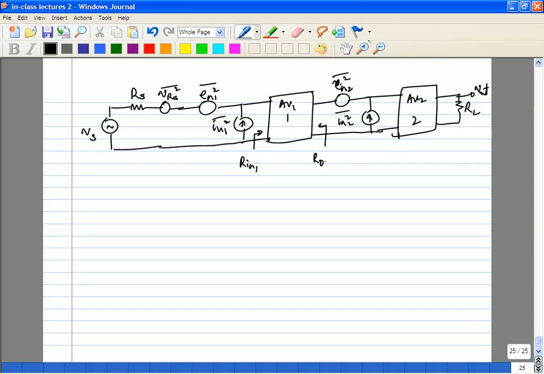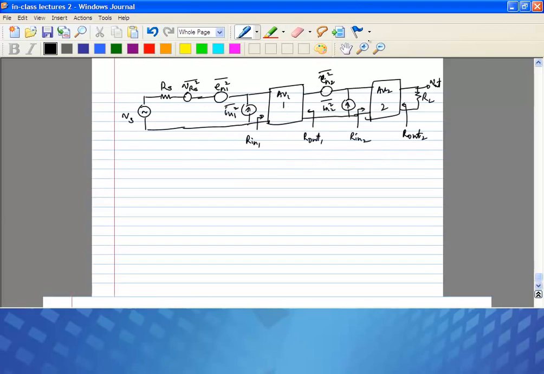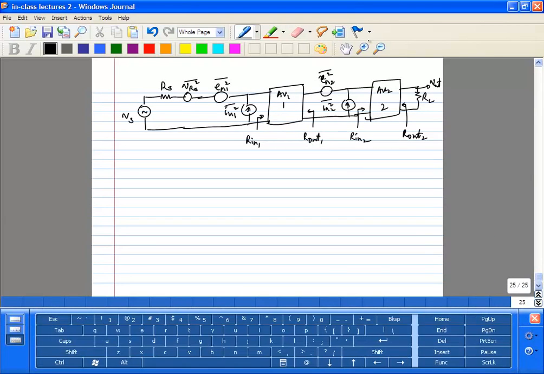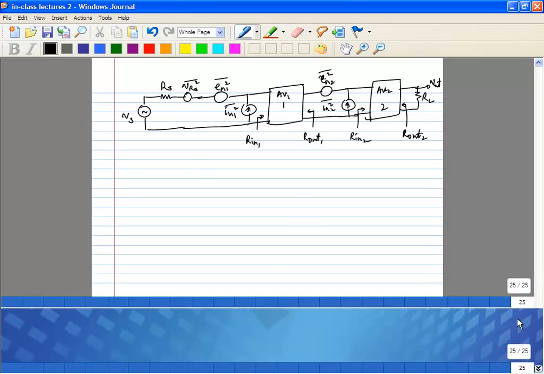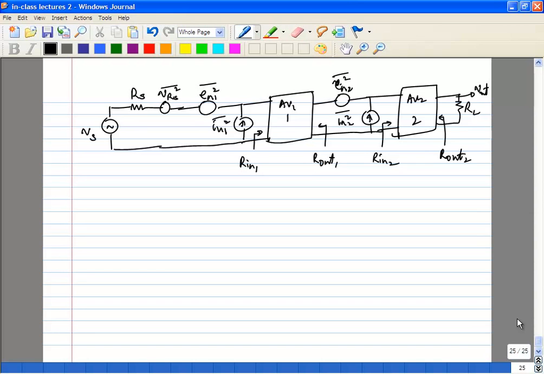So we'll call the input and output impedances Rn1, Rout1, and Rn2 and Rout2. Okay, so let's look at the noise at the input of the first stage. We'll calculate the noise at each one of these points and see what happens.